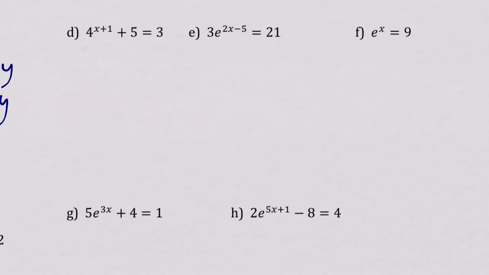Alright, let's look at E. 3 times e to the power of 2x minus 5 equals 21. The first thing I'm going to do is get rid of the 3. So let's divide everything by 3.